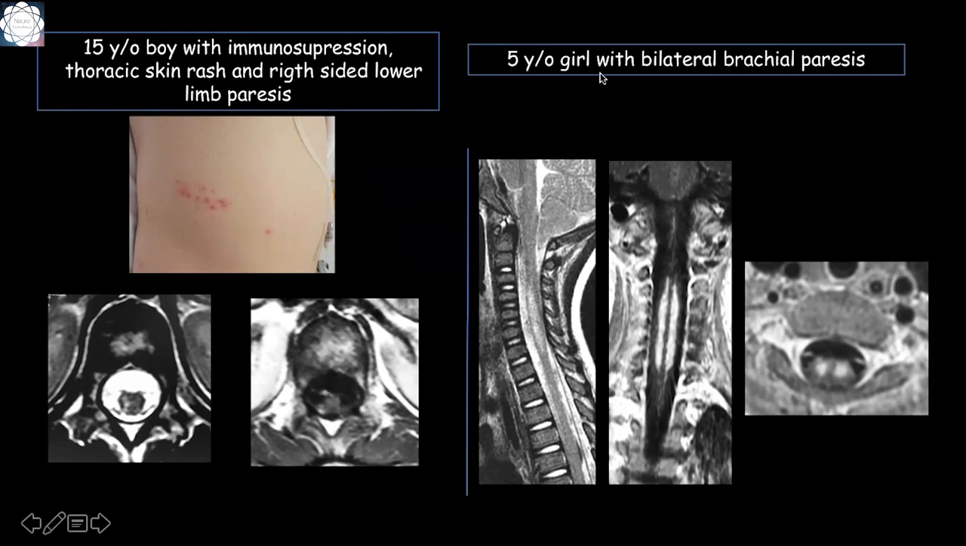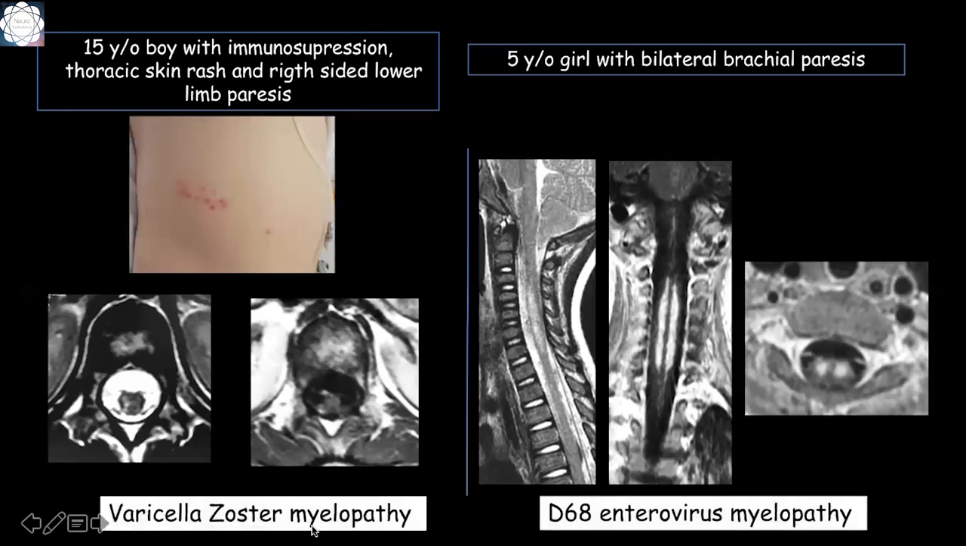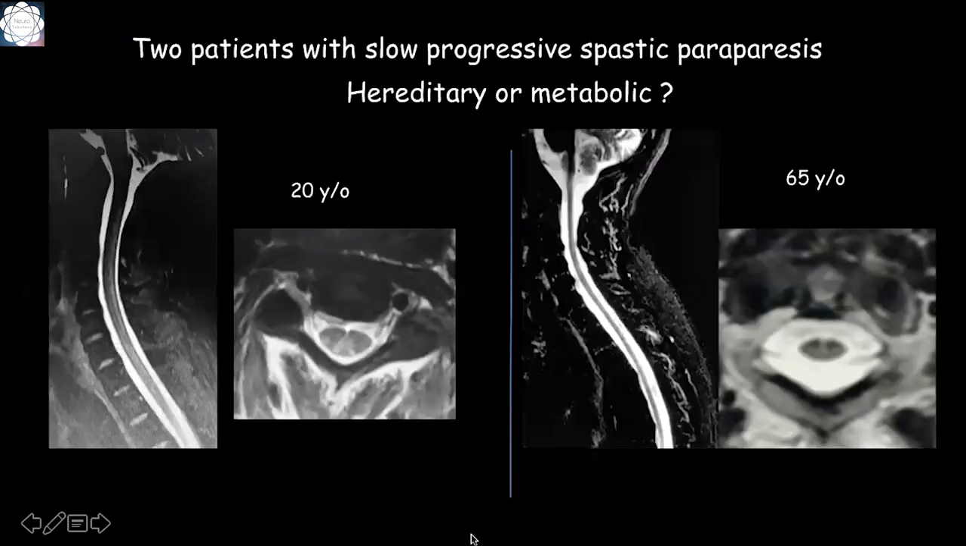This is a 5-year-old girl with bilateral brachial paresis, and you can see here the lesion at the ventral aspect of the spinal cord with enhancement of both anterior horns of the spinal cord with a typical owl eyes pattern. And this was varicella zoster myelopathy, and this was D68 enterovirus myelopathy. So they are both infectious disorders, and we have to be aware of this. We had an epidemic of this enterovirus 2 years ago in Argentina.